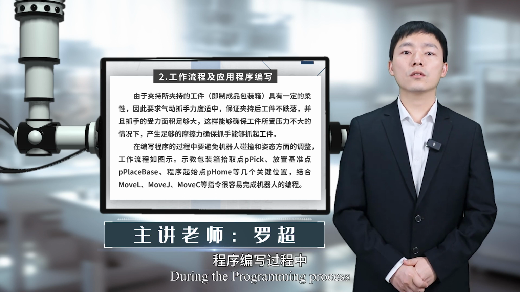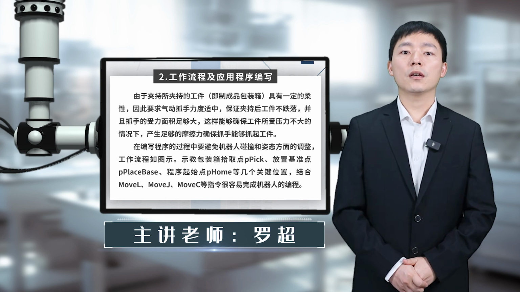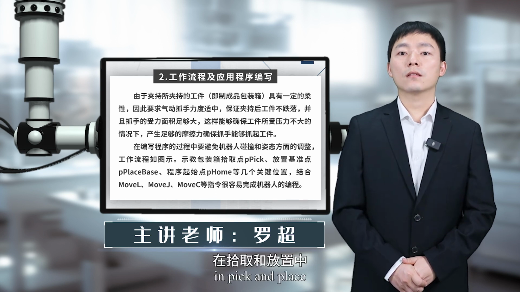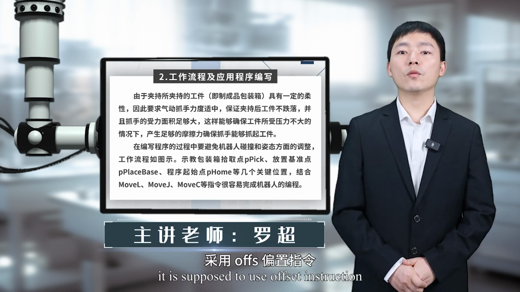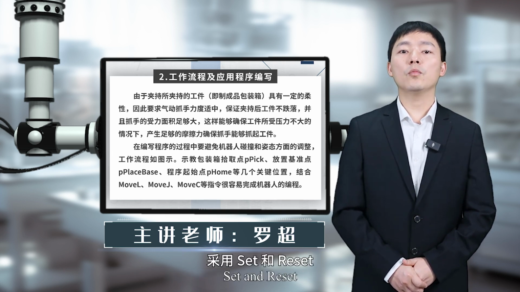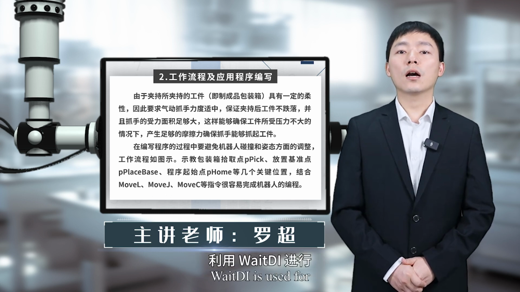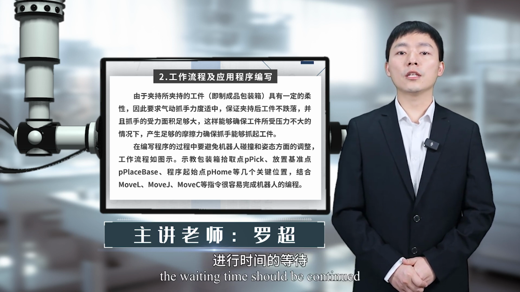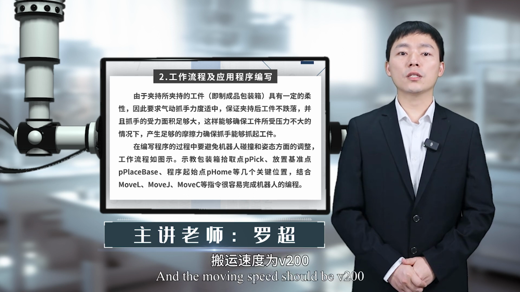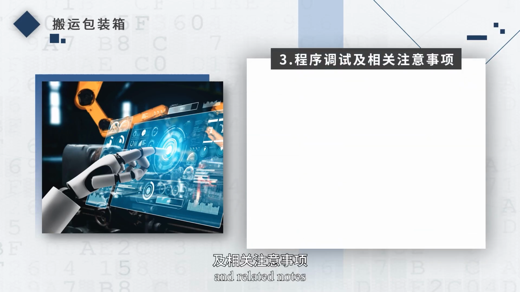During the programming process, 3 points need to be shown: P-home, P-pick, P-place. In pick and place, to save programming time, it is supposed to use the offset instruction, set and reset, for suction cup signals. WaitDI is used for waiting for the sensor signal. With this command, the waiting time should be continued and the moving speed should be V200. By applying to data D 吸盘.